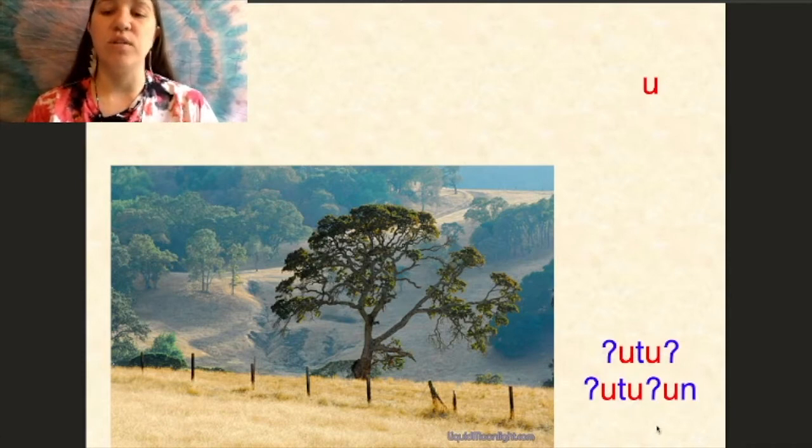But for right now, we're just going to go over the pronunciation of each subject and object form of the word. So this is our word for tree, and this one is utu, utu. And the object form is utuun, utuun.